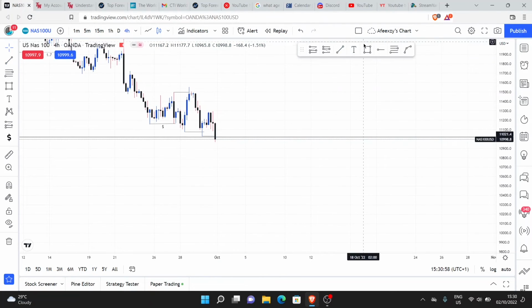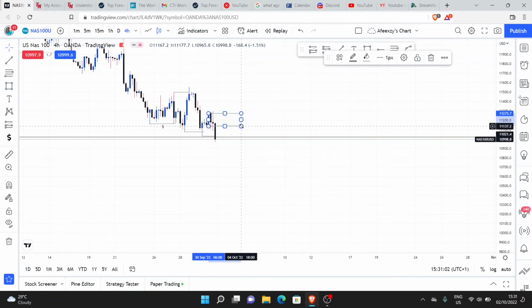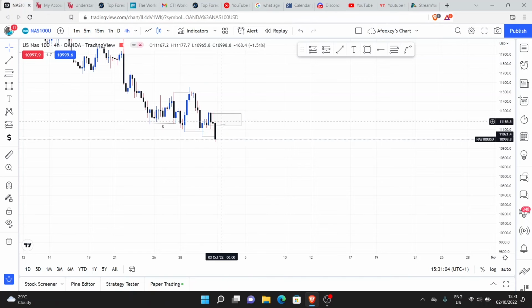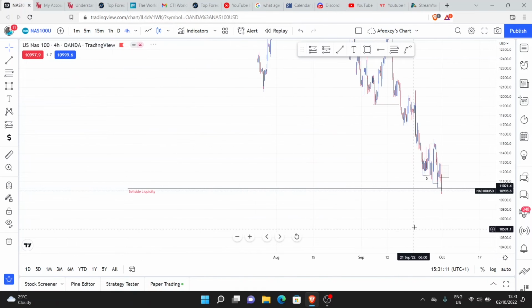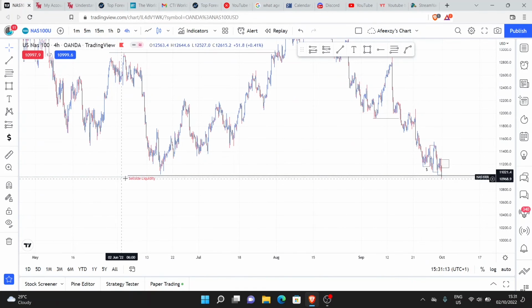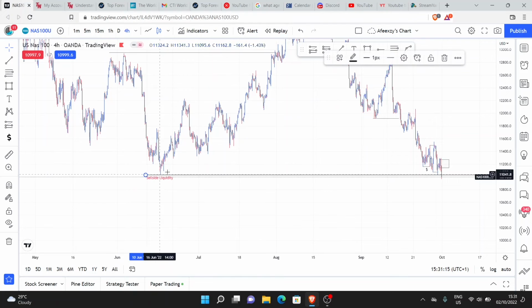So on NASDAQ, we should just be watching, maybe we should expect some kind of bullish push to this and maybe a continuation lower. And that is that on NASDAQ. We should also be very watchful of this overall zone here that has already been cleared, this sell side liquidity on the higher time frame.